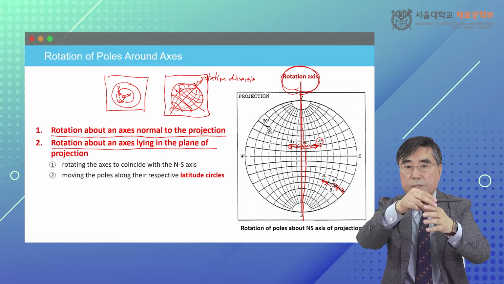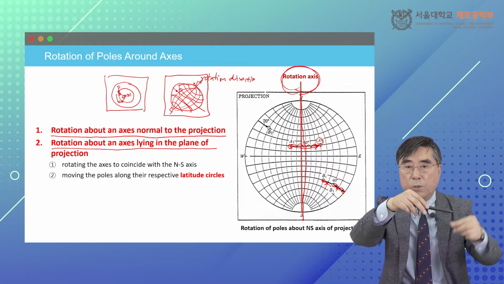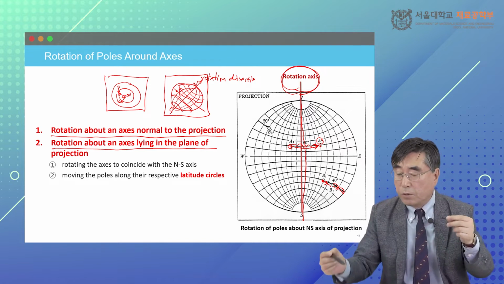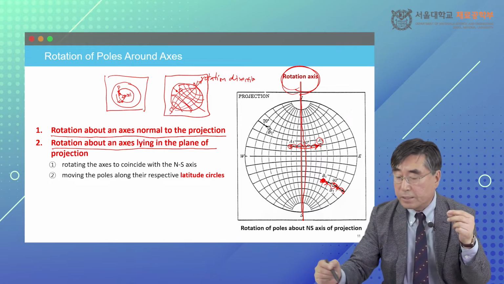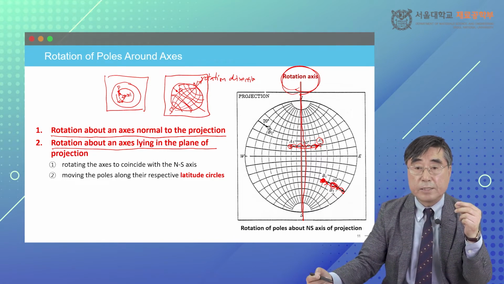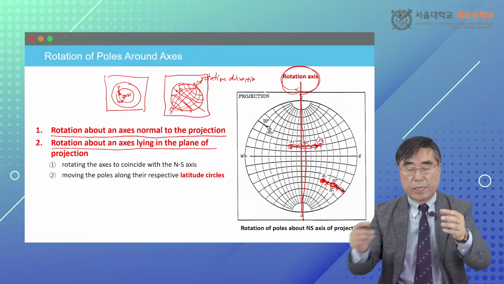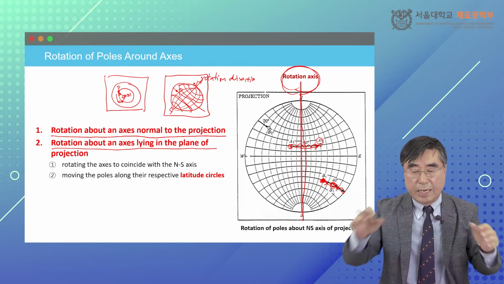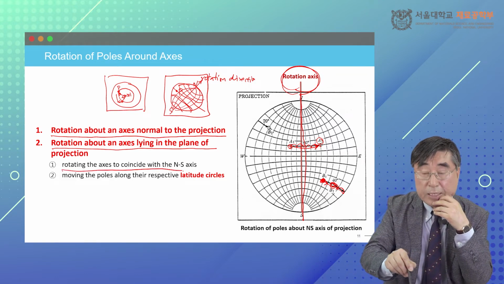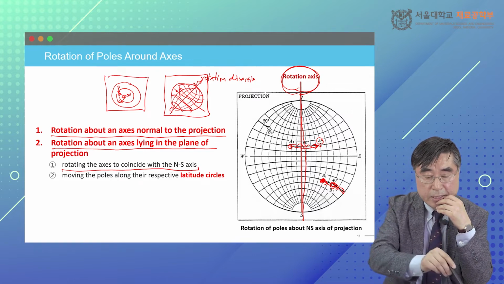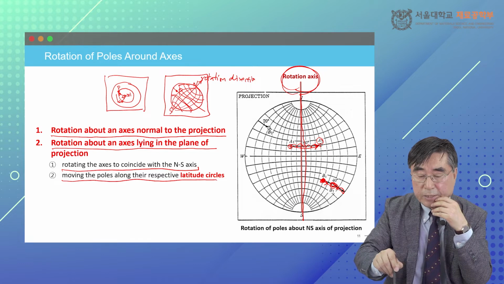Now it touches the surface of this stereographic projection. You have to rotate 20 degrees more. Now the pole is not on the upper side, but is on the downside. And this downside pole is represented as minus here. This upper pole is designated like this, but a down pole can be designated like this. So you can rotate about any direction which lies in the plane of the projection. In this case, rotating the axis to coincide with the NS axis, now moving the poles along their respective latitude circles, which are part of the small circles.